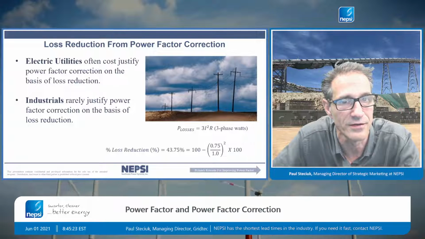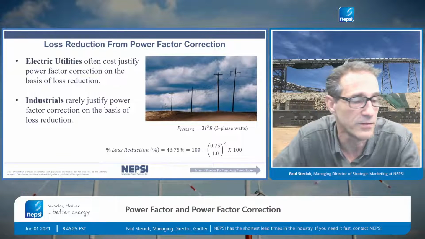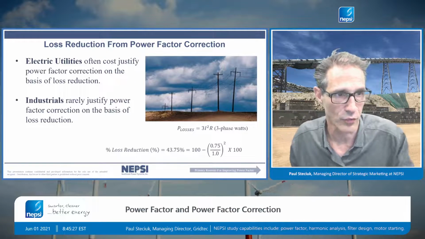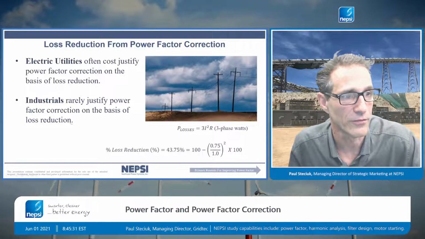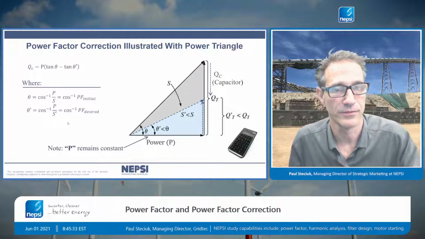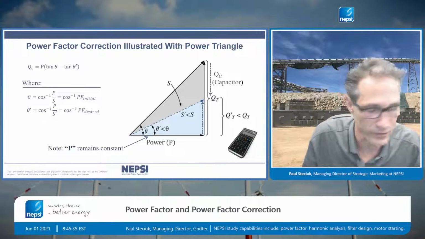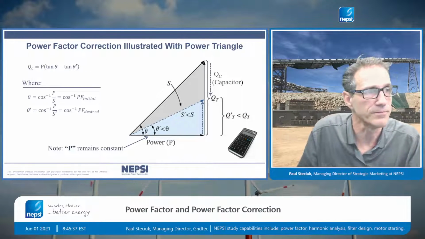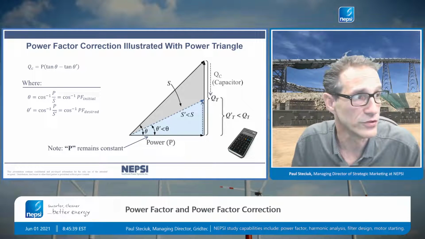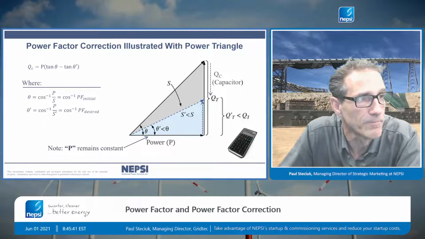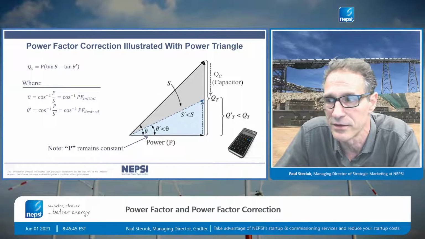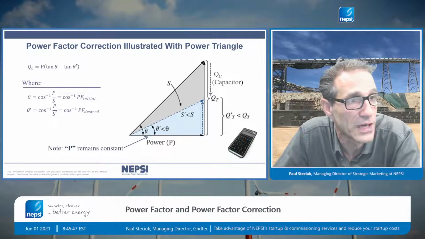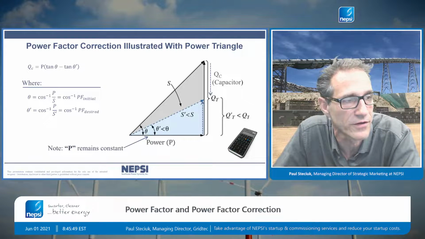It's just not justifiable, and it's because the losses are relatively small inside an industrial plant for power flow, especially compared to power consumption. So it's usually very, very small. Never justified it, and we don't even entertain the application anymore if a customer wants to justify on that.